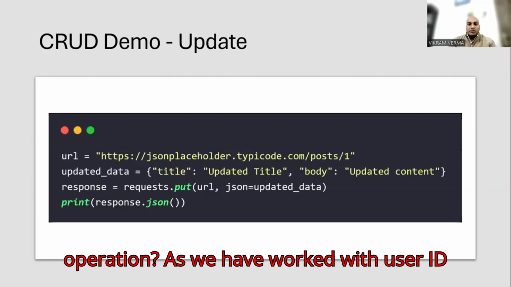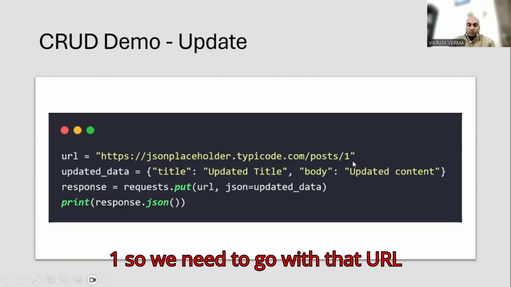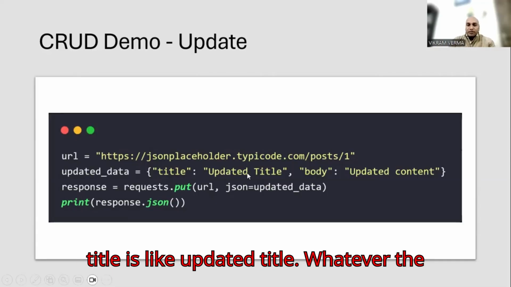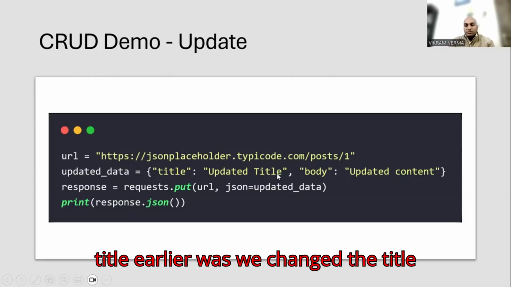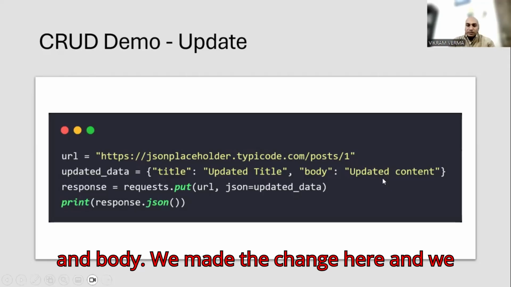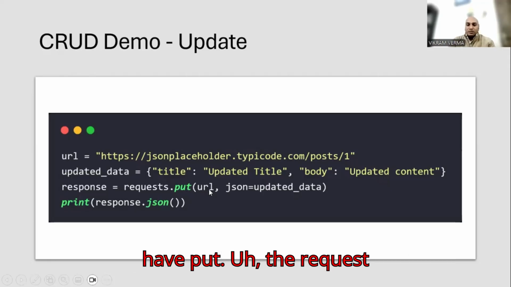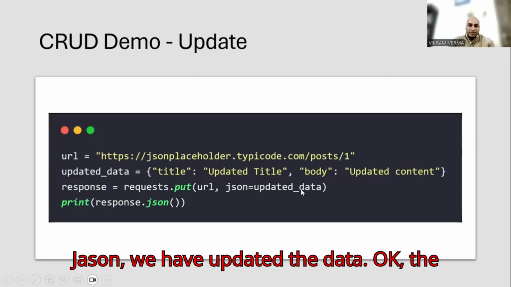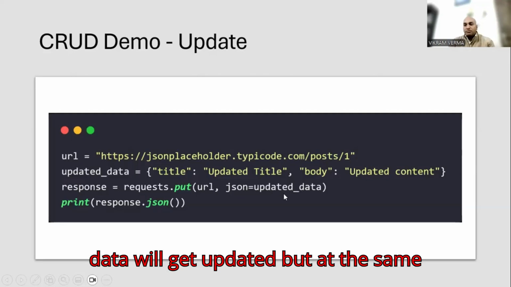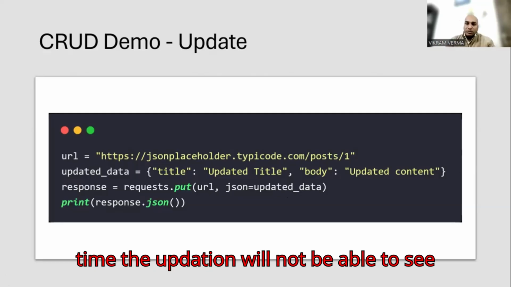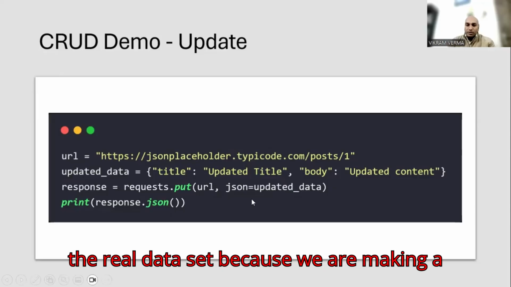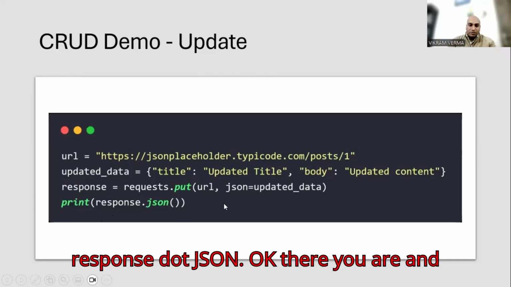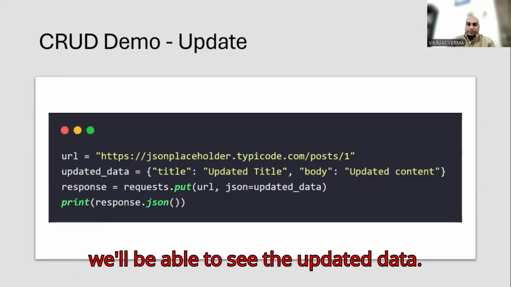What about the update operation? As we have worked with user ID 1, we need to go with that URL and update the content. So the title is something like updated title. Whatever the title was earlier, we changed the title, and the body, we made the change here. And we have put the request to the URL, and there, in the JSON, we have updated the data. The data will get updated, but at the same time, the update will not be visible in the real data set because we are making a mock API request, and we'll see the response.json. Okay, there you are. And we'll be able to see the updated data.